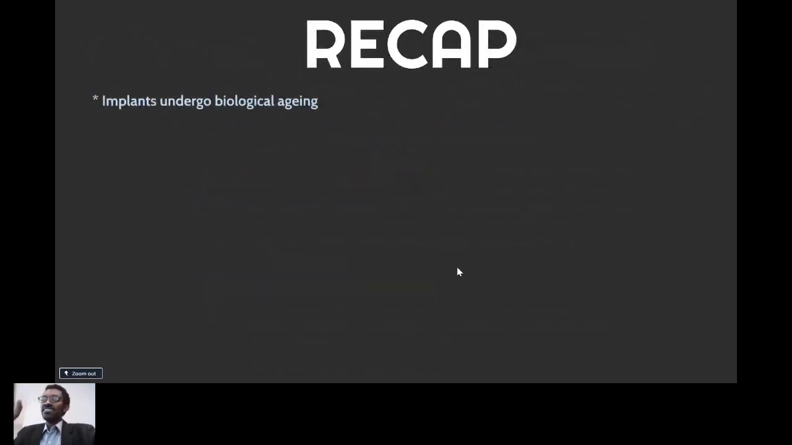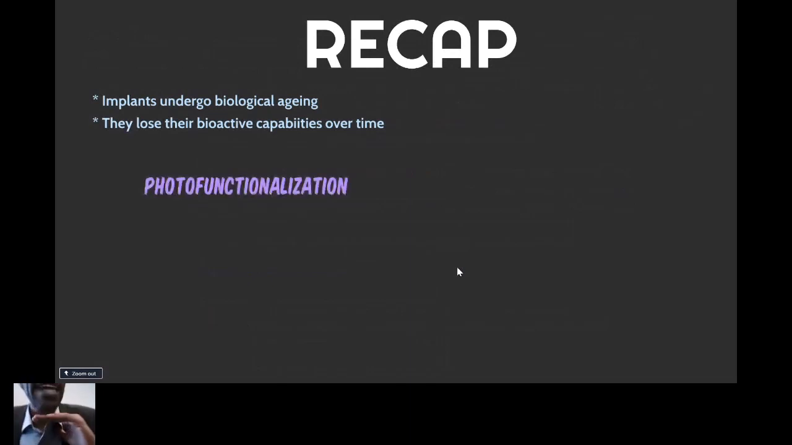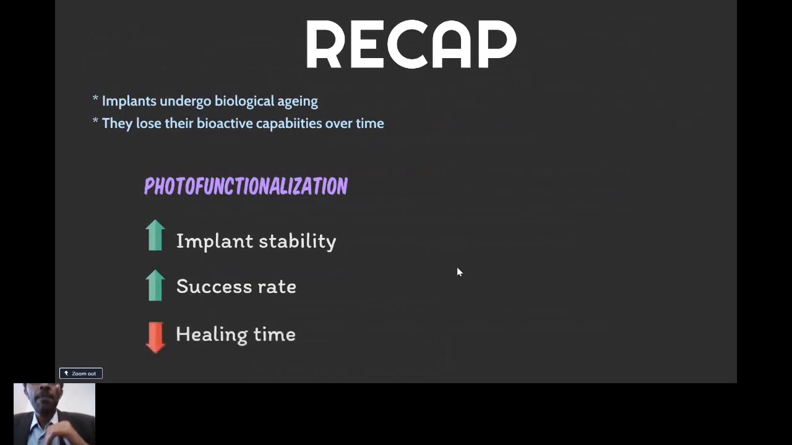You have all these effects. So that's all about photofunctionalization. Just a quick recap: implants undergo biological aging in general. They age, they lose their biological capabilities over time.